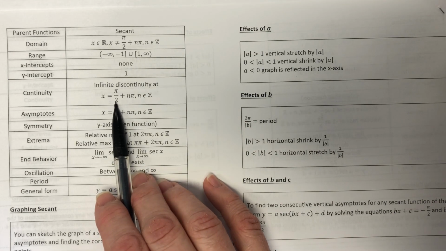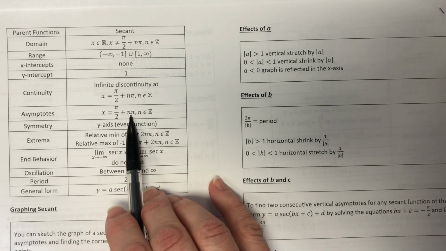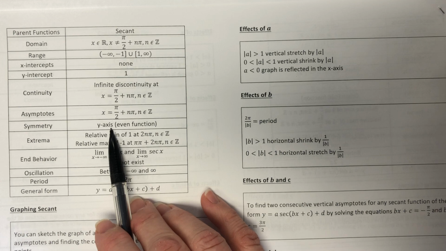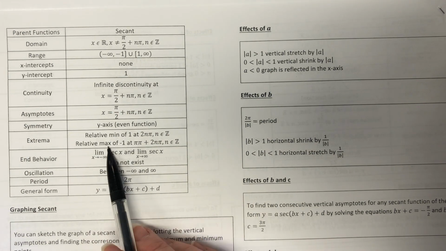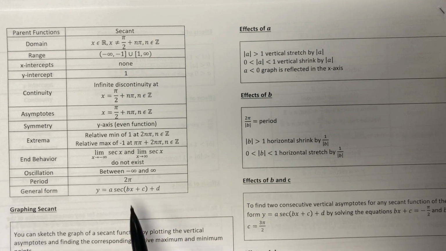All of our asymptotes are going to be at pi halves, and then again, they're going to differ by pi. It's an even function because it's symmetrical about the y-axis. Just like the cosecant graph, we have relative mins and maxes. End behavior again does not exist because it's going to infinity and negative infinity, oscillating between negative infinity and infinity. We have a period of 2 pi, just like cosine.